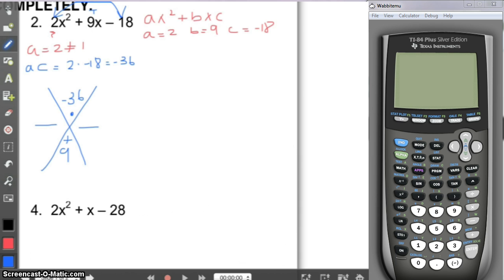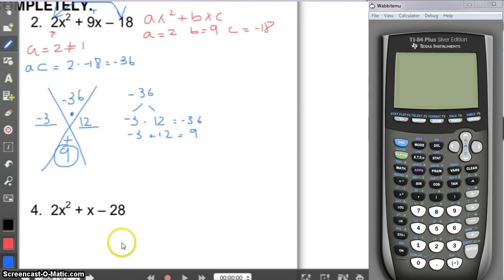For my pre-AP, you cannot use a calculator, so you have to think of all the factors of negative 36. So negative 3 and 12, if you multiply them, you will get negative 36, and if you add them, you will get 9, and this is what you want. So the two numbers are negative 3 and 12.